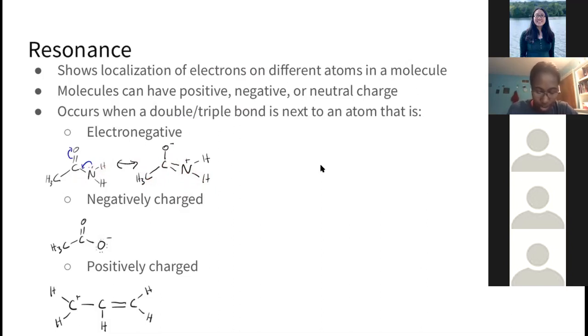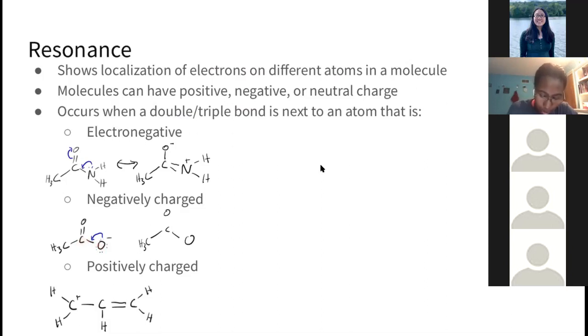Let's look at a negatively charged example this time. And here, we're going to try and be pushing this negative charge away from this oxygen and over to another atom in the molecule. So what we can do, I'm going to use my curved arrows again. I'm going to show one of these electrons from the oxygen that's on the bottom right going to create a double bond between the carbon and this oxygen.